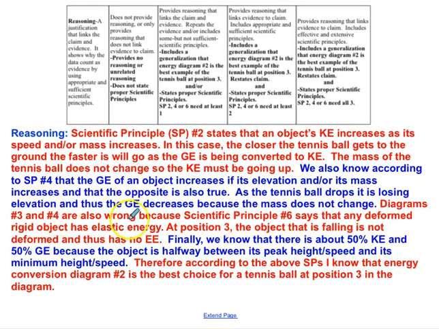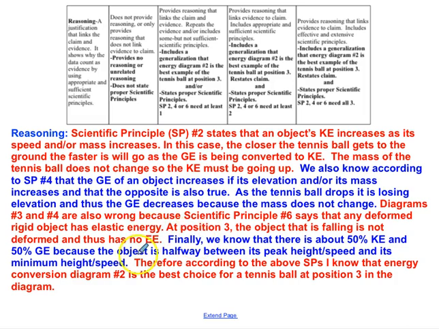Diagrams number 3 and 4 are also wrong because scientific principle number 6 says that any deformed rigid object has elastic energy. At position 3, the object that is falling is not deformed and thus has no EE. So again, I'm explaining why scientific principle number 6 links my evidence and links it back to the claim as supporting it. Finally, we know that there is about 50% KE and 50% GE because the object is halfway between its peak height / speed and its minimum height / speed. Now, did you really need to have this? No, because there's more than enough other evidence.